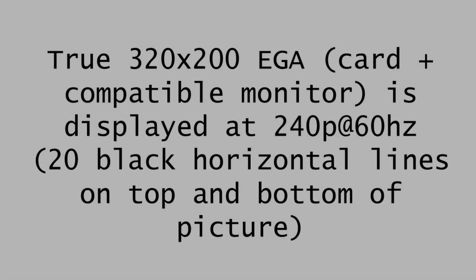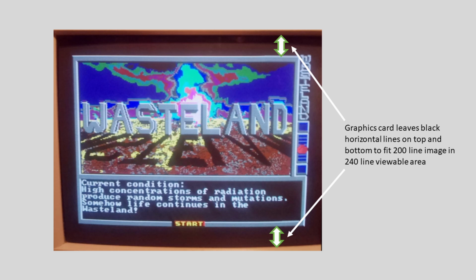Okay, so we'll dive into some specs first here. A true or actual 320 by 200 EGA game, when running on an EGA card and a compatible monitor, is displayed at 240p at 60 hertz. What that means is we have 60 frames a second getting displayed, and there are about 240 active horizontal lines. But because it's 320 by 200, we're not displaying 40 of those lines. And that results in approximately 20 black horizontal bars on the top and the bottom of the picture.